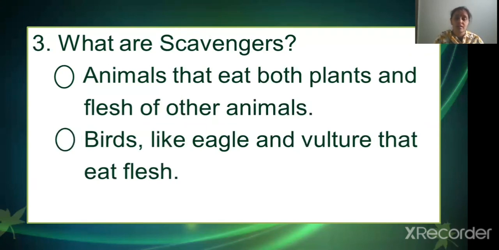Let's go to the third one. What are scavengers? Animals that eat both plants and flesh of other animals are called scavengers, or birds like eagle and vulture that eat flesh are called scavengers. Now tell me, which one would be the correct answer? Yes, birds like eagle and vulture that eat flesh are called scavengers. So again, the second option is the correct answer. Clear, children?